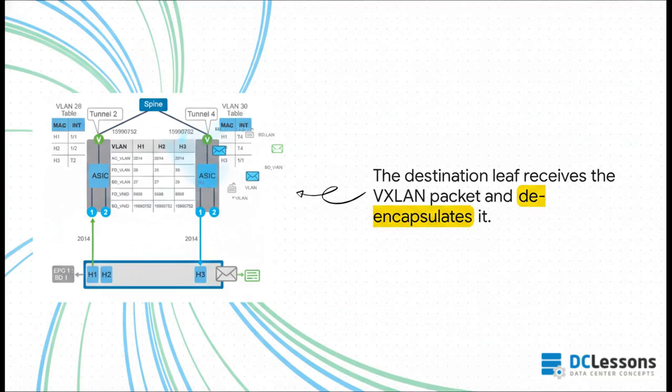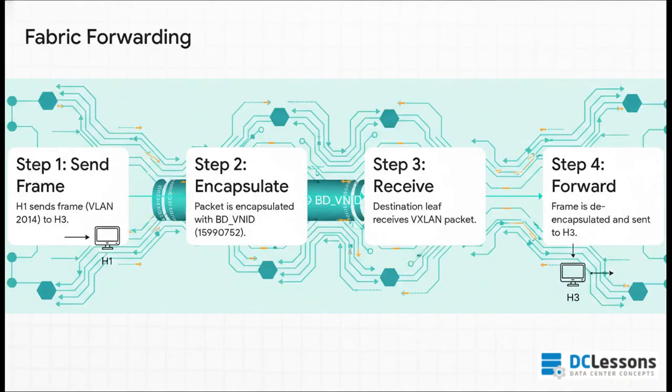It then just unwraps it, stripping off the VXLAN header, and you're left with the original Ethernet frame. Then it just forwards it out the right port to H3. Super efficient. So let's just run through that one more time. Source leaf wraps it up with the BD_VNID. The packet zips across the fabric. The destination leaf unwraps it and sends it on its way.